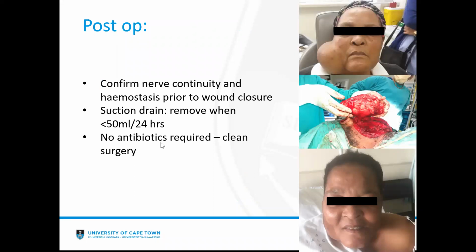Just prior to closure of the skin, the nerve is confirmed to be macroscopically in continuity, and the nerve can be stimulated for confirmation, but bearing in mind there may be an element of neuropraxia. Hemostasis is confirmed with Valsalva. The wound is closed with a suction drain, which is usually removed when the drain output is less than 50 mils over 24 hours. No perioperative or postoperative antibiotics are routinely given, as it is by definition clean surgery, including when performed in conjunction with a neck dissection.